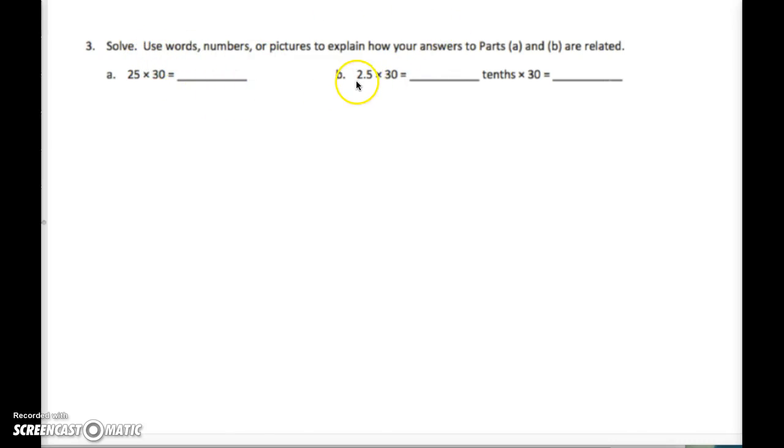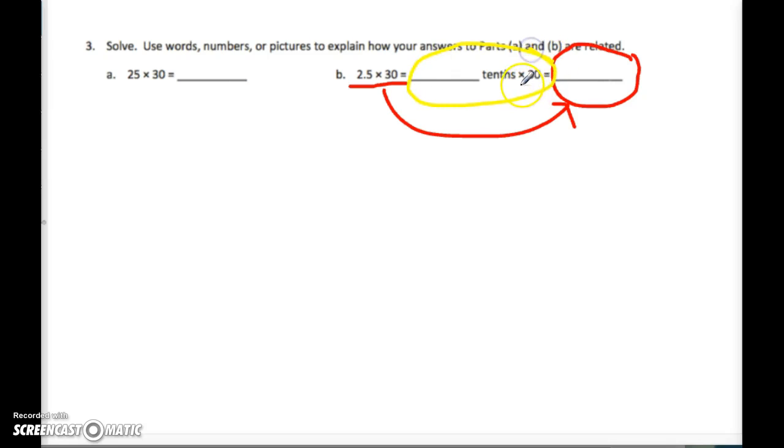And then in B, we see 2 and 5/10 times 30. And you'll notice that there's two places here. This part over here is actually where you are going to put the answer to 2.5 times 30. This section here is actually asking you to rename the problem. You see we've still got the times 30, just like we had over here times 30. But they want us to rename this. Instead of saying 2.5, they're going to say how many tenths is it?